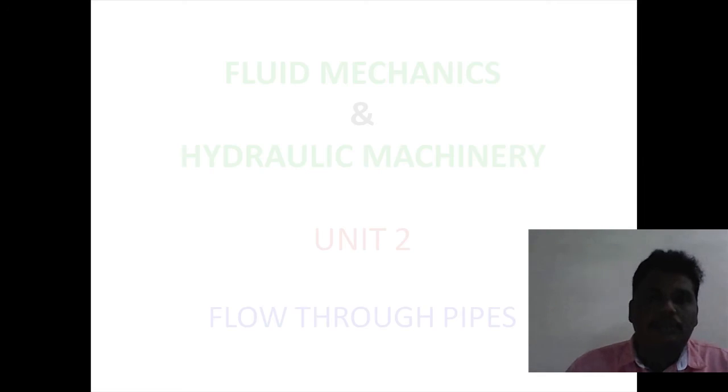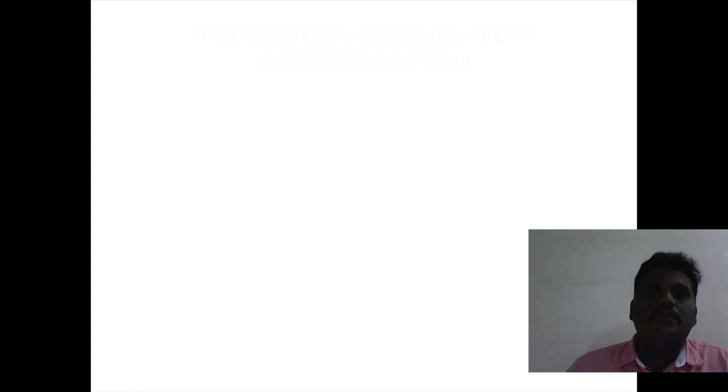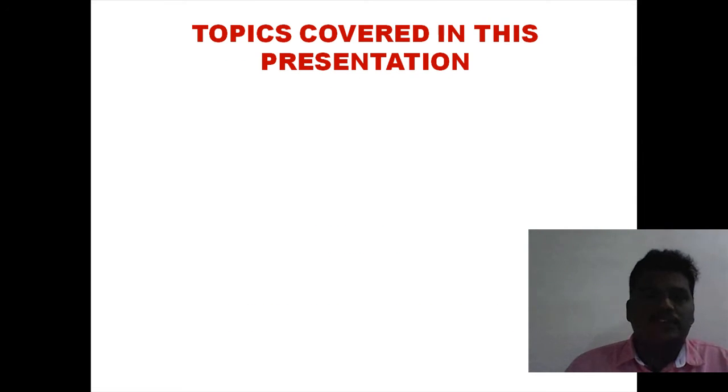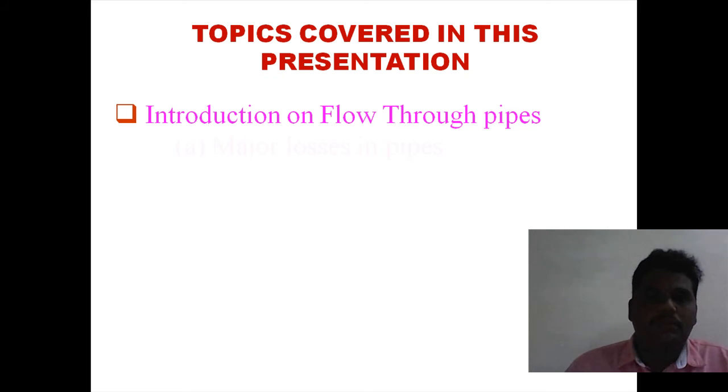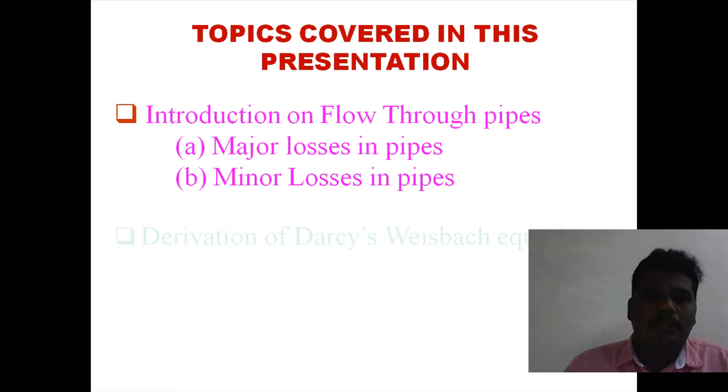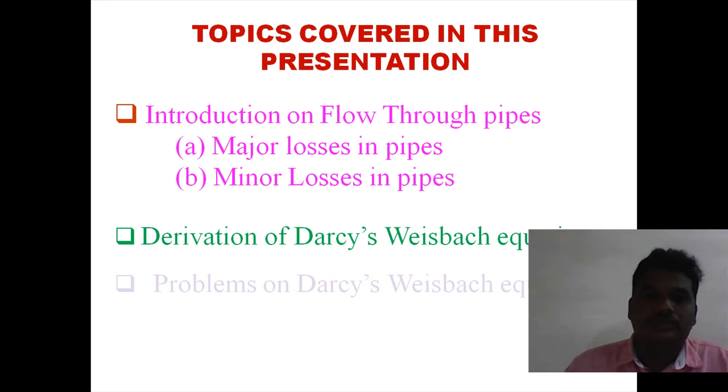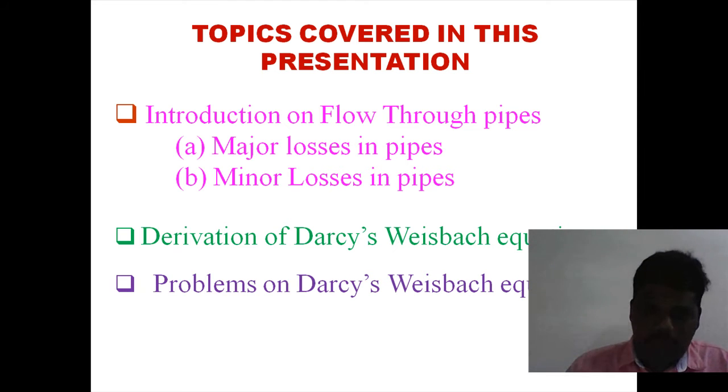Now, next, Unit 2 of Fluid Mechanics and Hydraulic Machinery is about flow through pipes. Topics covered in this presentation are: introduction to flow through pipes, major losses in pipes, minor losses in pipes, derivation of the Darcy Weisbach equation, and problems on the Darcy Weisbach equation. First, a discussion about what is meant by flow through pipes.